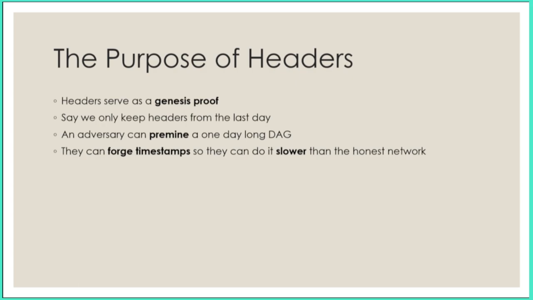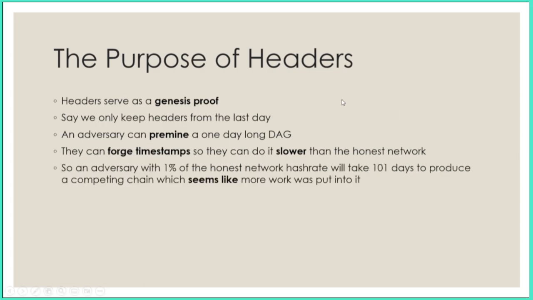Now, the deadly thing is that the attacker doesn't have to produce the DAG during a day, right? They can forge timestamps and manipulate the difficulty so that while this DAG looks like it took a day to create, the adversary actually worked on it for a year or for 10 years or for a month or whatever. And the point is that if we have an adversary with 1% of the hash rate, it would take them like 101 days to produce a DAG which is a day long and seems like it has more work put into it. So any attacker, if they wait long enough, could rewrite the entire history in constant time. They could come up with something which looks like more work is put into it.